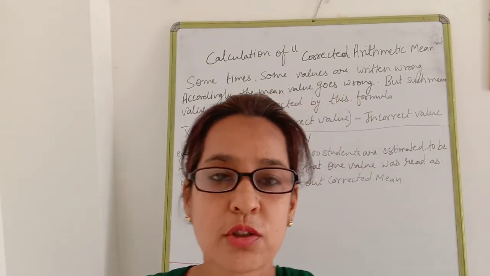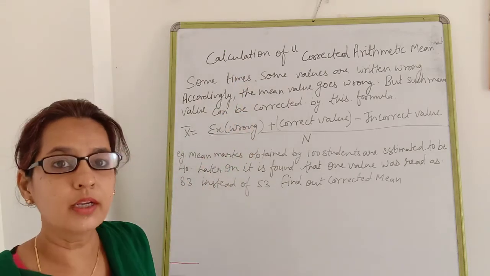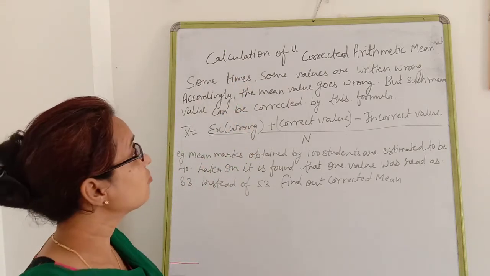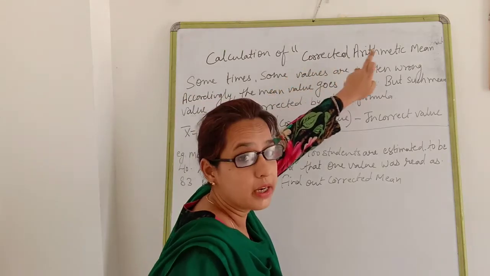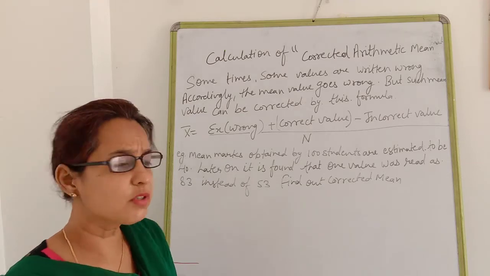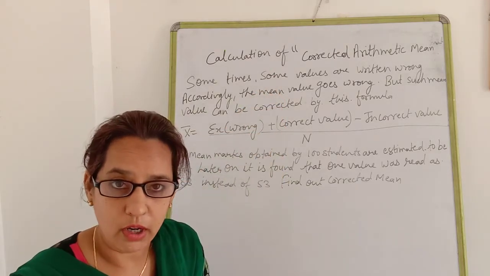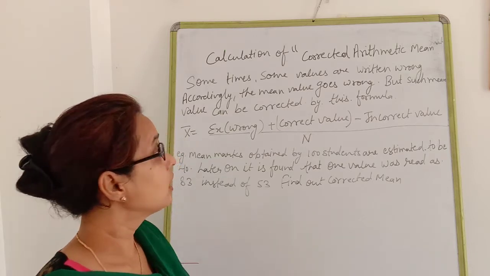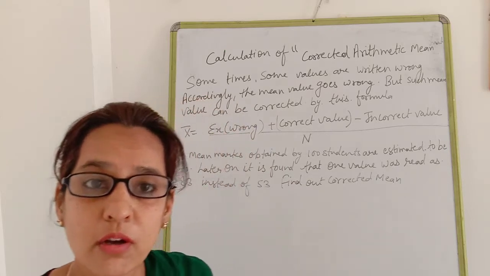Hello students, today we are going to start the next topic of chapter 7, that is measure of central tendency. The next topic is corrected arithmetic mean. Sometimes some values are written wrong. In that condition the arithmetic mean whatever we are obtaining is wrong.